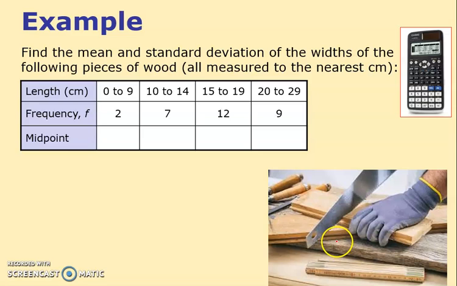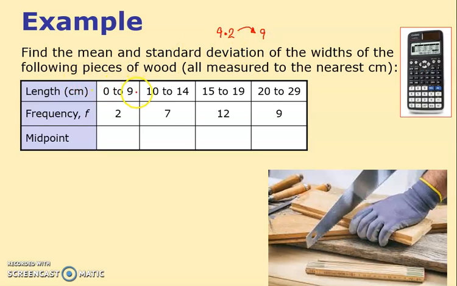Then we've got another one. You've got to be a bit careful here. It says find the mean and standard deviation of the widths of the following pieces of wood. So you can imagine if I'm cutting wood, they have managed to cut two pieces of wood which, to the nearest centimetre, is between 0 and 9 centimetres. So when they measured this piece of wood, it could have been, for instance, 9.2 centimetres because they have rounded it. And if it was 9.2, they would have called it 9.